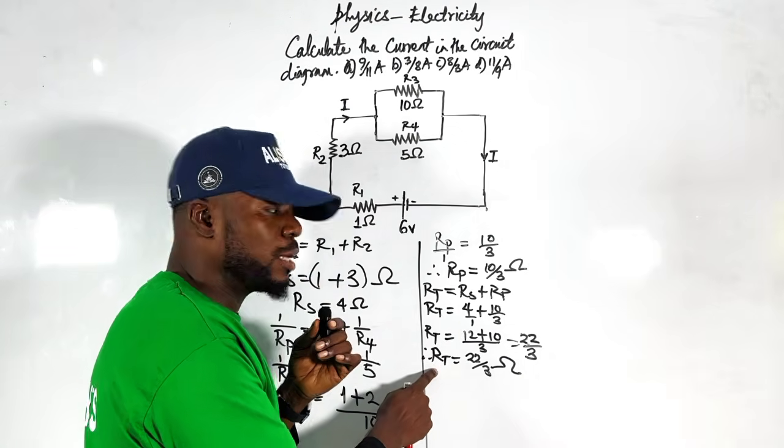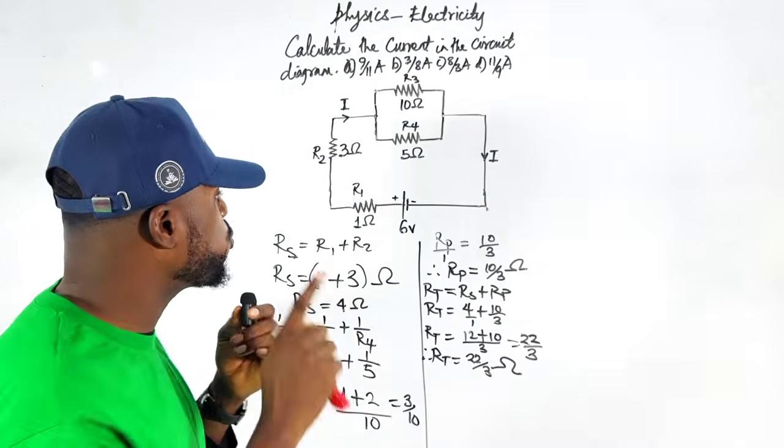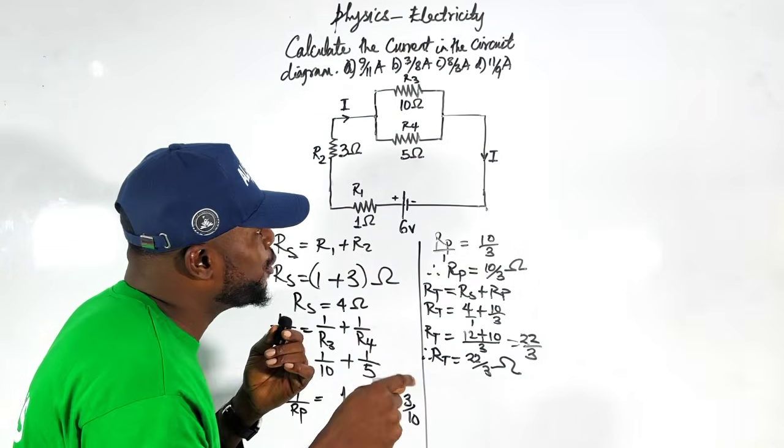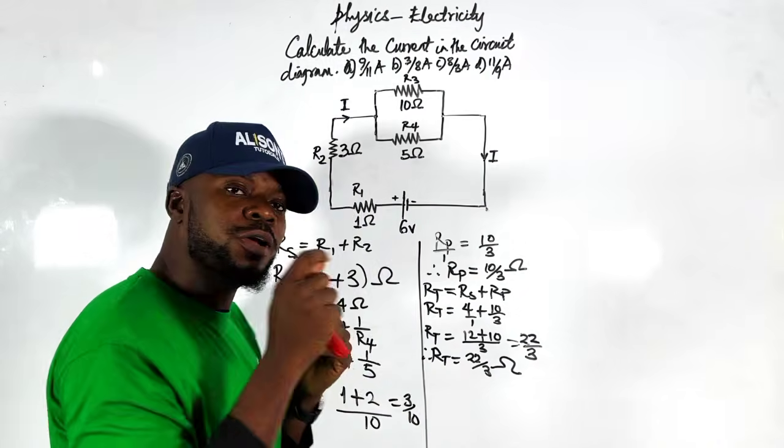It's not this R total. Read the question: calculate the current in the circuit. But you know if you want to get the current in the circuit, you must know the total resistance in the circuit. So now, if I don't get the R total, how will I get the current? You have to remember Ohm's law.